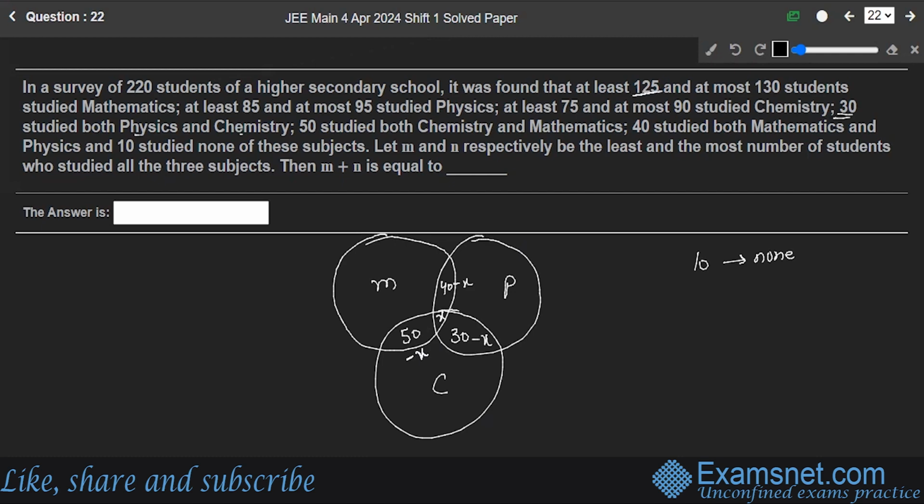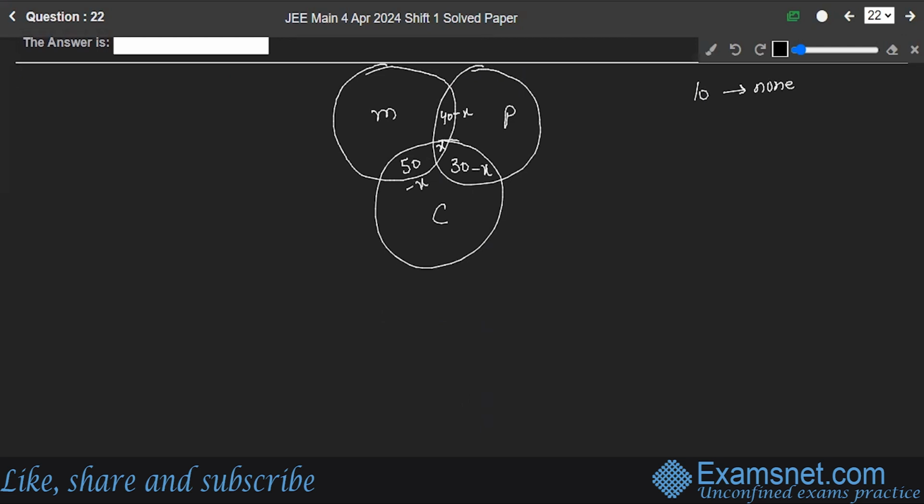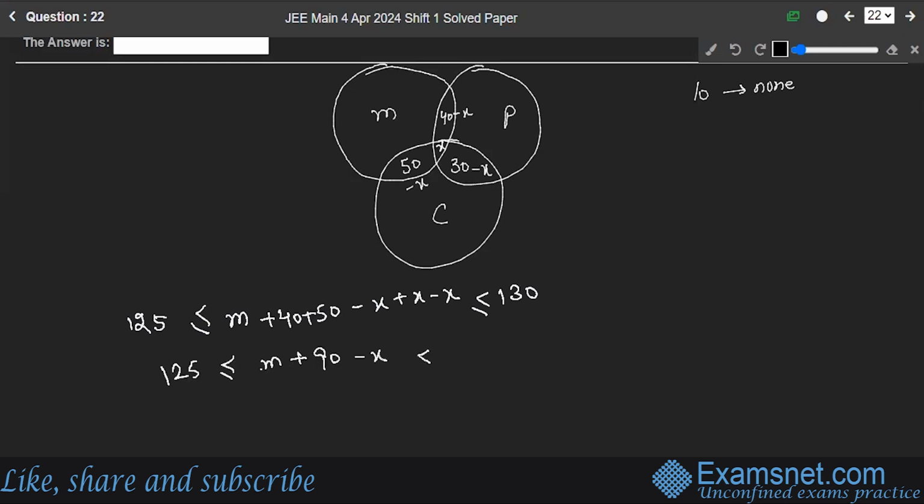It is saying at least 125, at most 130 students studied mathematics. So, mathematics. How many students are there in mathematics? M plus 40 plus 50 minus X plus X minus X. These students lie between 125 to 130. So this gives me 125 less than or equal to M plus 90 minus X less than or equal to 130. Let's say this is number 1.